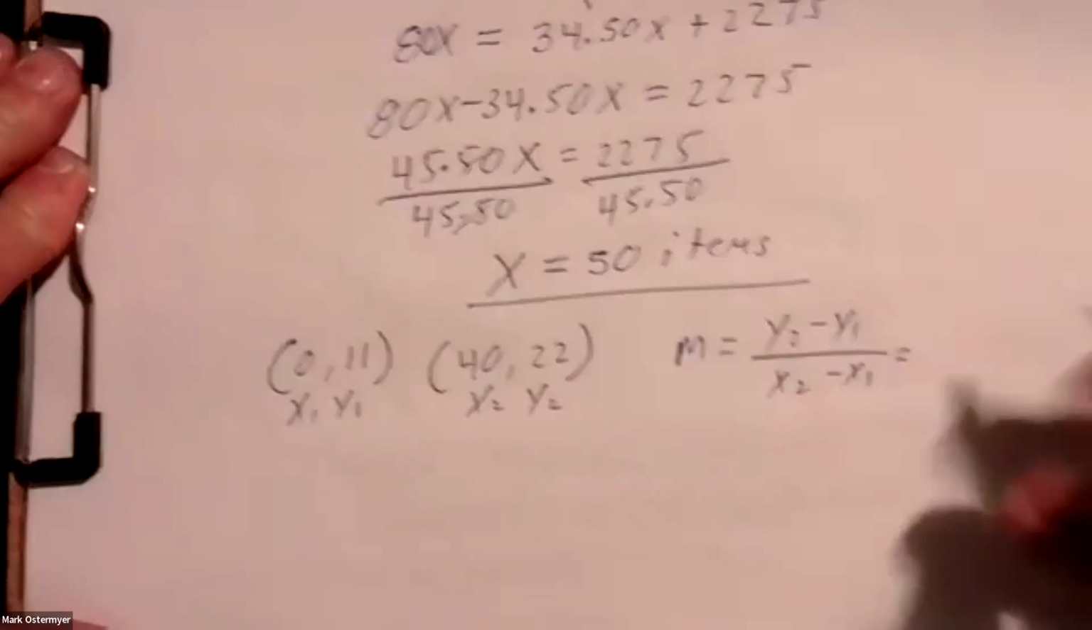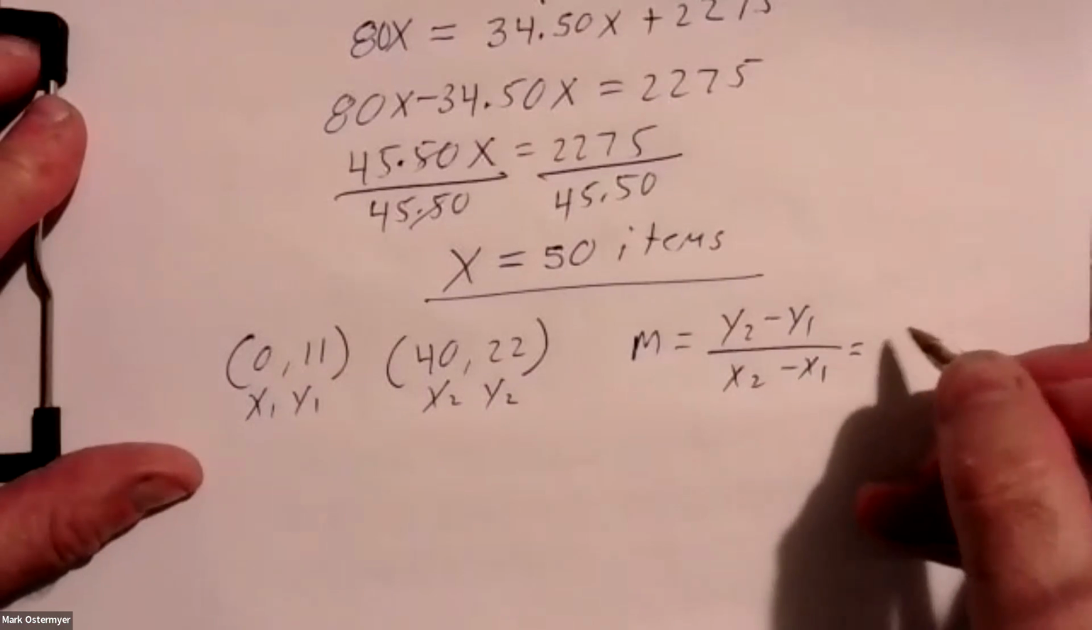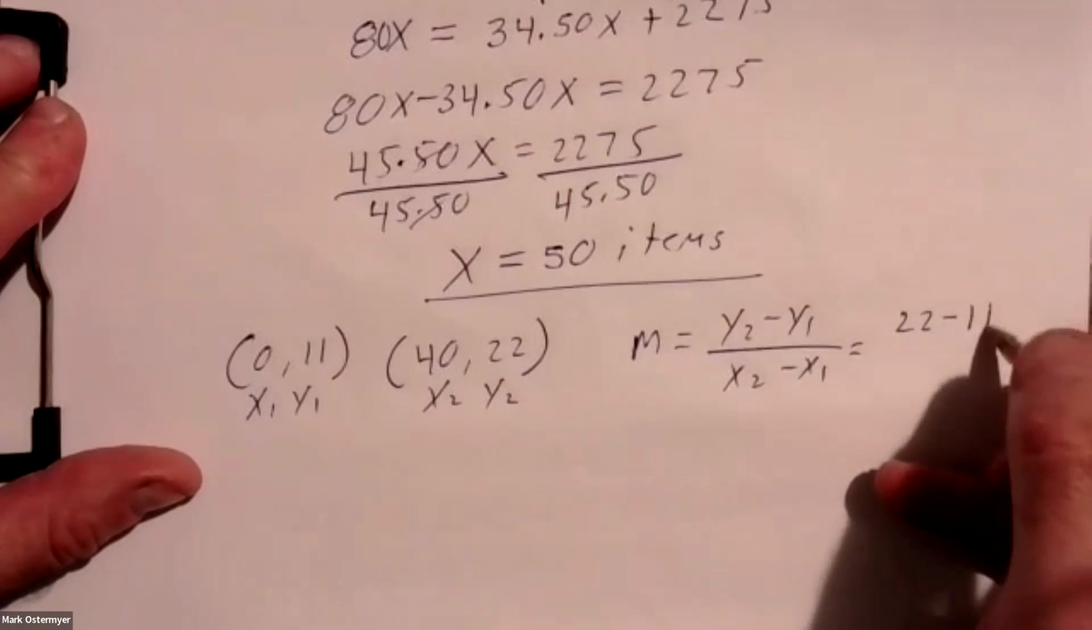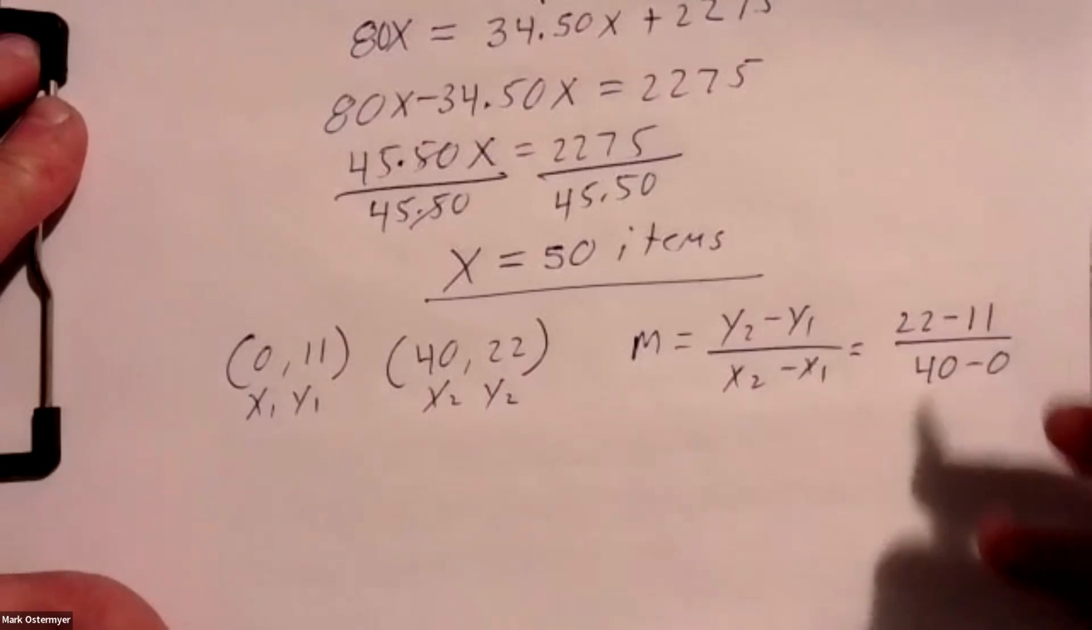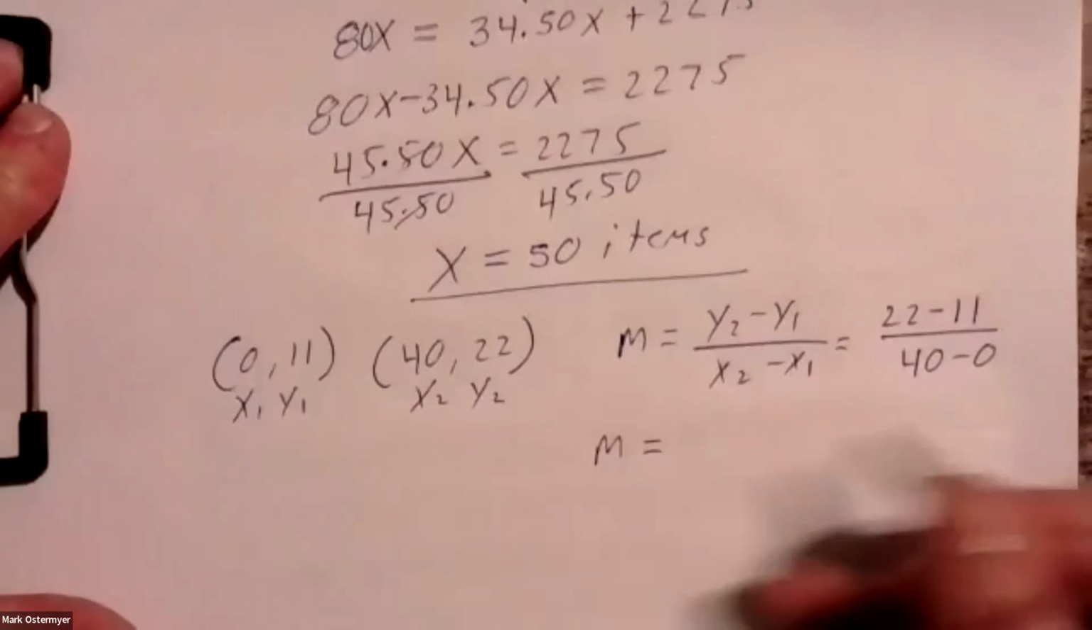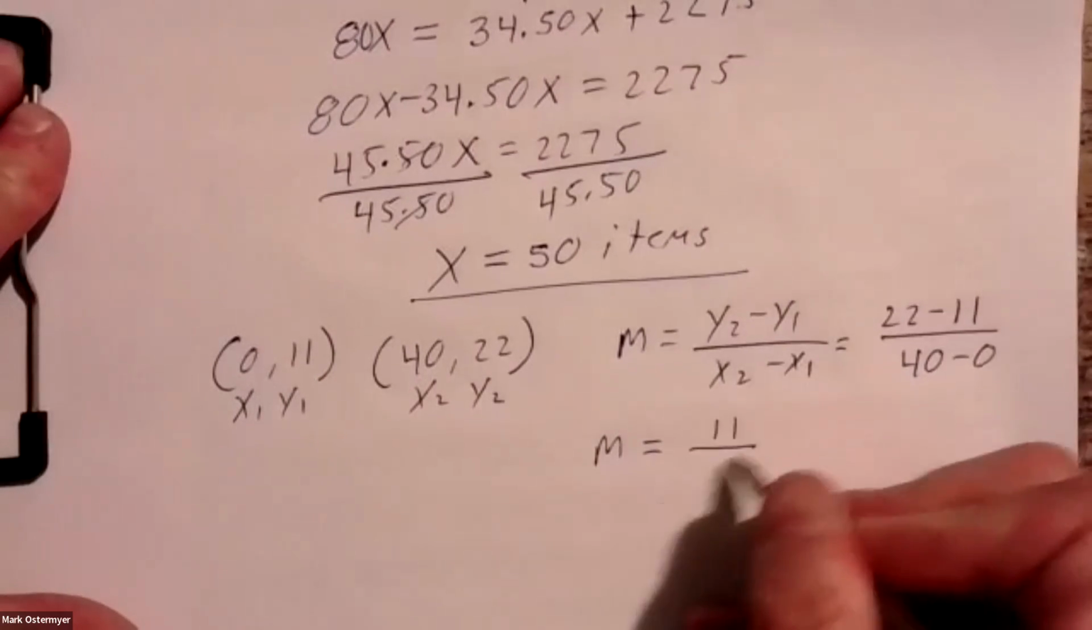Using the slope formula, the slope of this line is going to be y2, which is 22, minus y1, which is 11, over x2, which is 40, minus x1, which is 0. Therefore, the slope of this line is going to be 11 over 40.